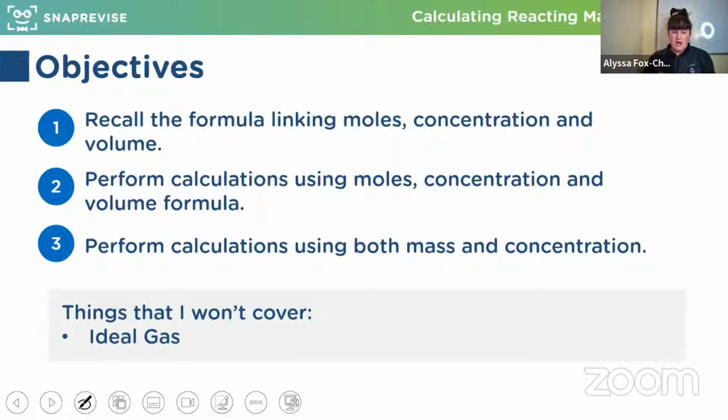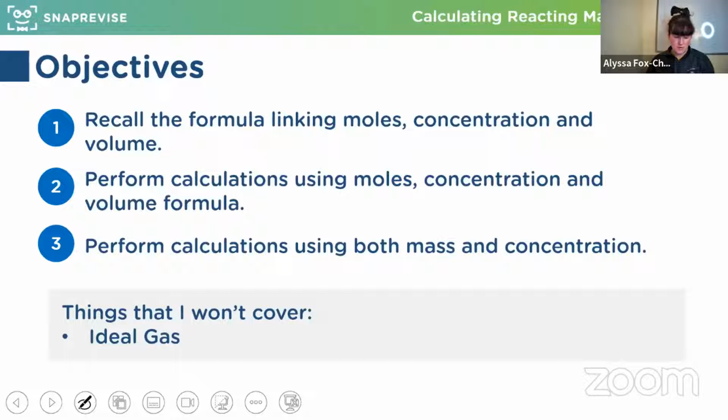So objectives for this hour, or just less than an hour, we're going to look at recalling the formula linking moles, concentration and volume. That's something that you should have learned at GCSE, hopefully, but we're just going to make sure we're happy with it. We're going to look at performing calculations using moles, concentration and volumes. Again, something you've probably done a lot of, but if you haven't, this is a good time to practice. And we're going to look at performing calculations using mass and concentration as well. We're not going to look at ideal gases or the ideal gas law. We cover that in a different web class. So we're just going to be looking at these 3 objectives.